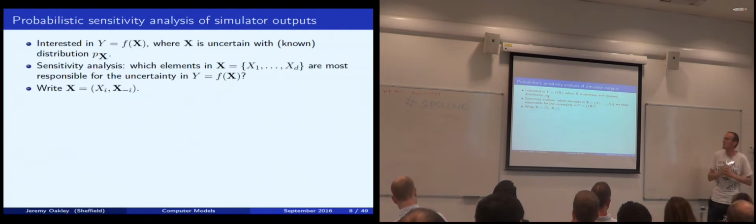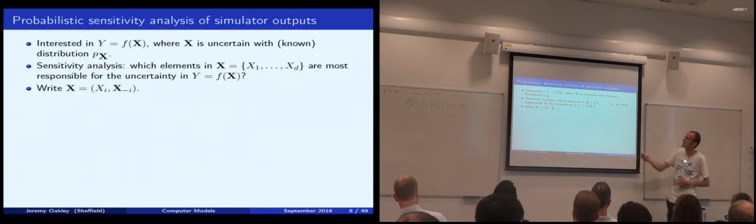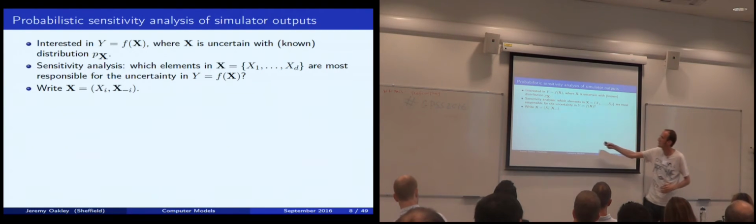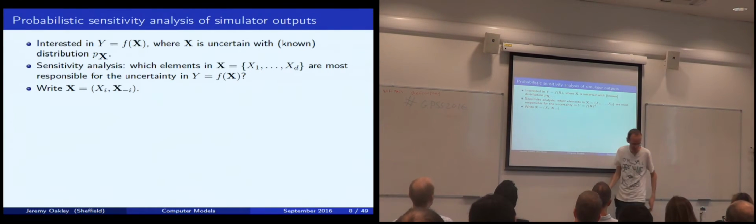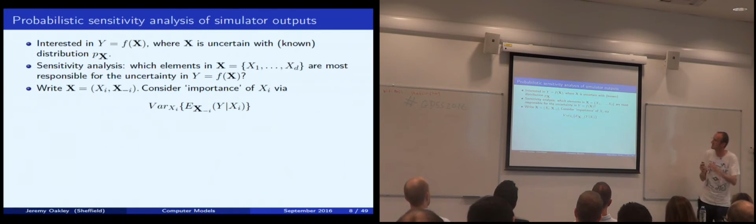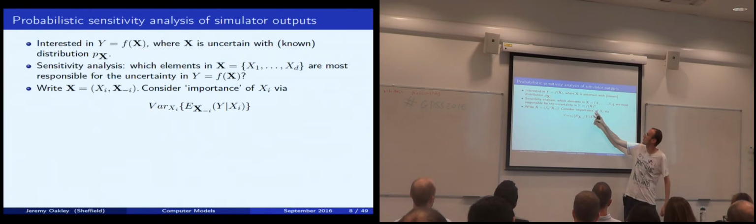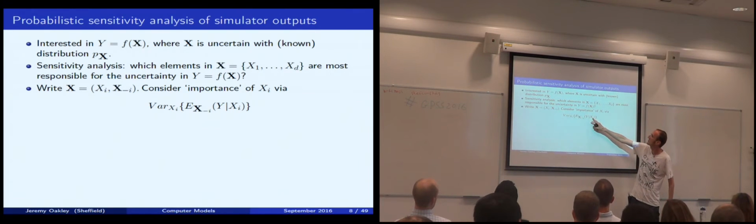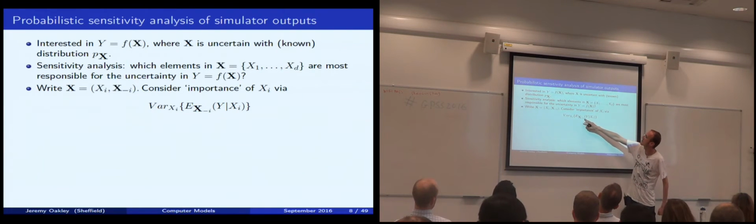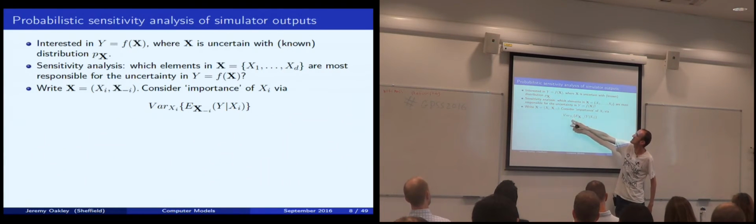So one of the approaches that we take to this is to partition our input. We're going to have a particular input of interest, xi, and then these will be all the other inputs that we won't consider for the time being. And then one measure that we use to quantify the importance of this input is this term here. What we've got here is the conditional expectation of the output if you knew xi. So you're averaging over the conditional distribution of all the other inputs. And then you look at how this conditional expectation varies as xi varies. So it's the variance of the conditional expectation.